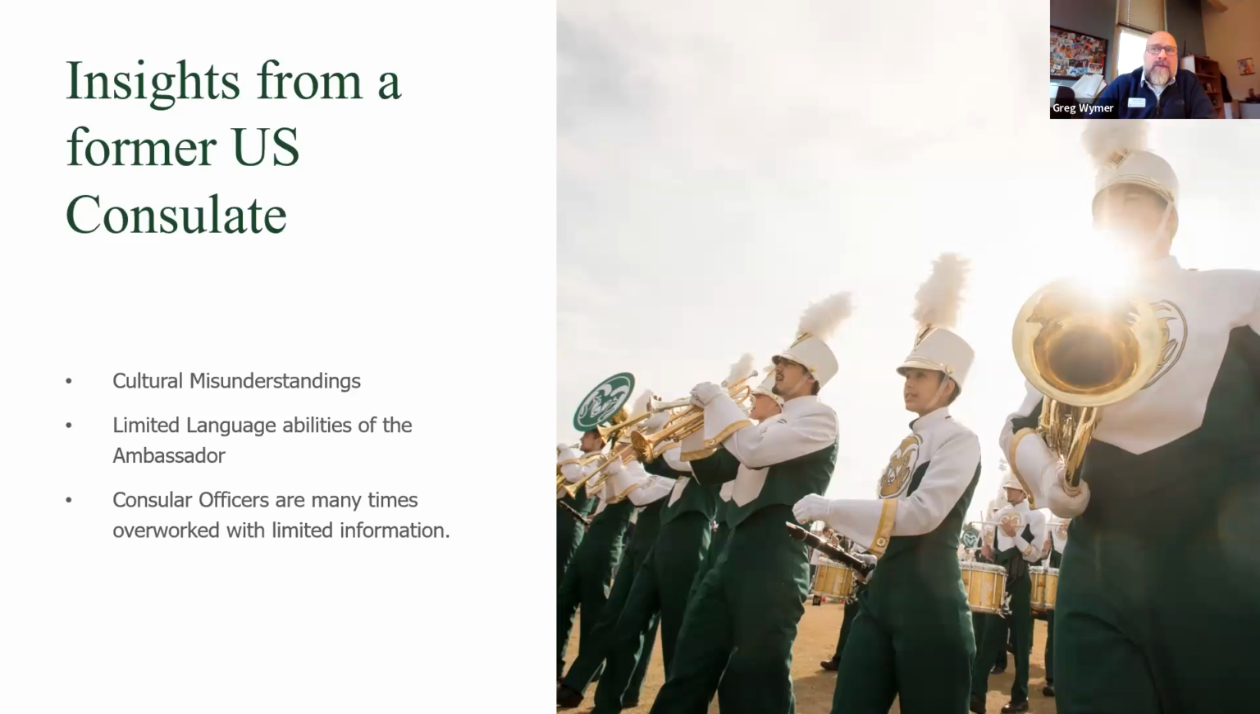And then finally, consular officers are many times overworked with limited information. As I told you before, the interviews are relatively short. Typically, they last no longer than 3 minutes. Consulate officers need to get through 20 interview applicants per hour. So they don't have a lot of time to talk with you. They might ask some follow-up questions, but anticipate that your interview with that visa consulate officer is going to be extremely short. Okay, so something to consider.